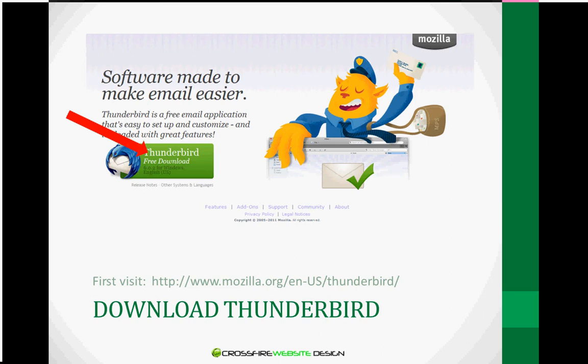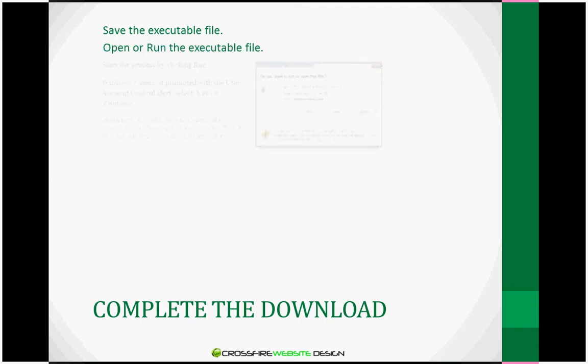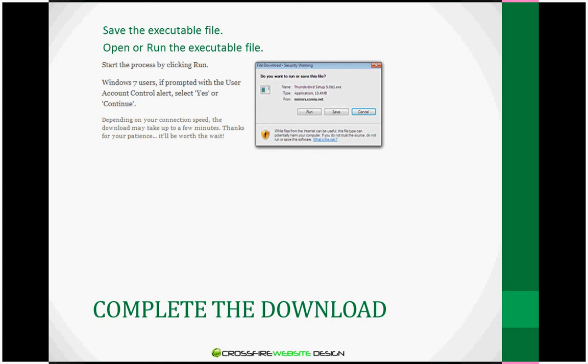Then you'll see this view, and you can click on the big green button to get your free download. Thunderbird is a safe download from Mozilla Firefox. Now, some browsers will ask you to save the executable file first. That's fine. If that's the case, go ahead and do that and then double click on it. It will bring up your next window so that you can run or open the executable file, whichever is provided as a choice for you.